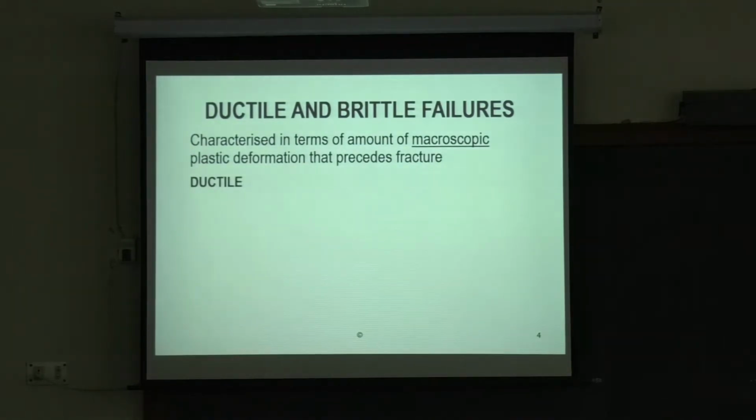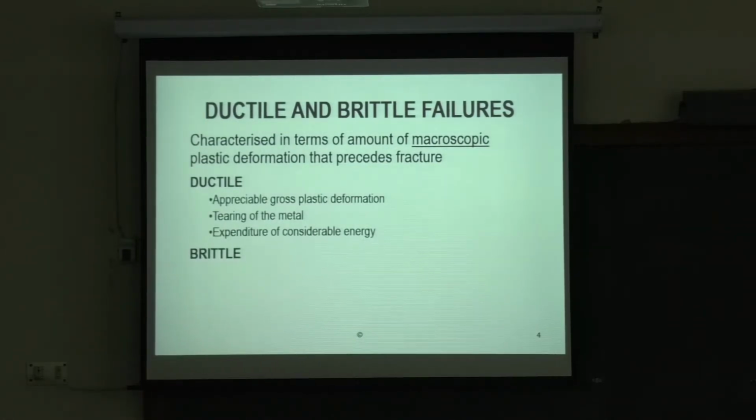Ductile and brittle failures in terms of amount of macroscopic plastic deformation. First we said microscopic plastic deformation. Now you can see macroscopic. Ductile is appreciable gross plastic deformation, tearing of the material, expenditure of considerable energy, whereas brittle is no gross plastic deformation, rapid crack propagation, and low expenditure of energy.